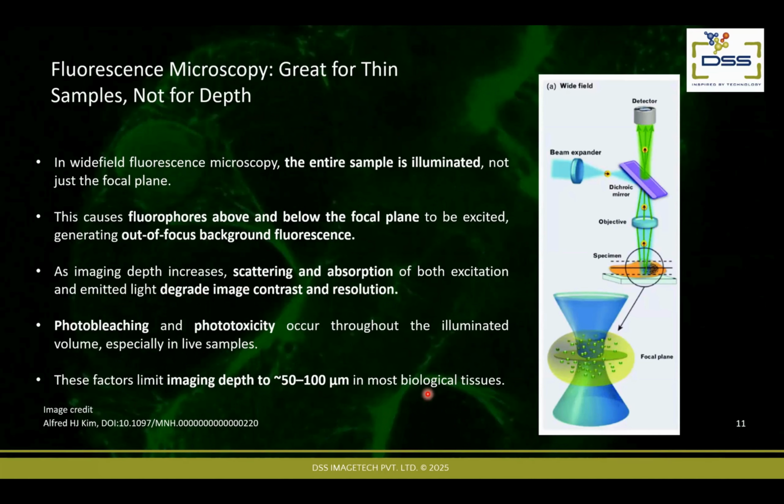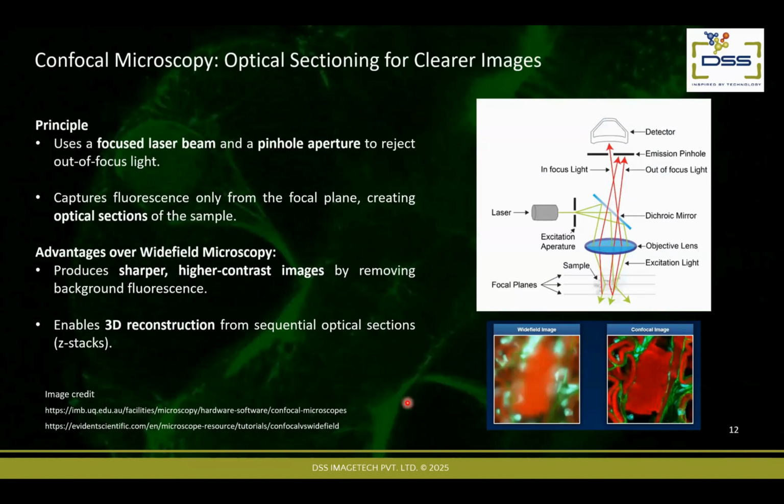So there are certain improvements that were devised to make sure that the light we are collecting is not collected from the entire sample, but from certain optical sections. This advancement is known as confocal microscopy, which can do optical sectioning for clearer images.